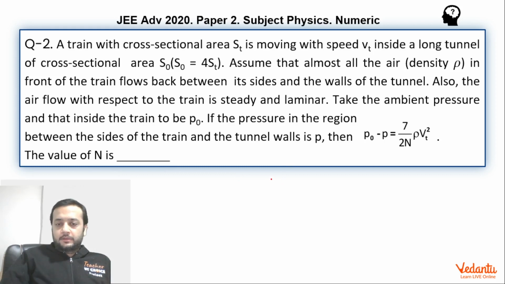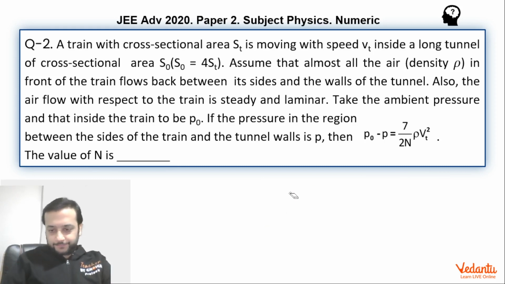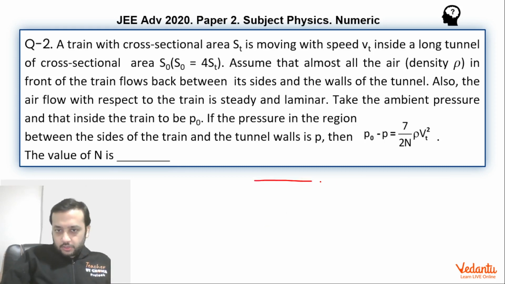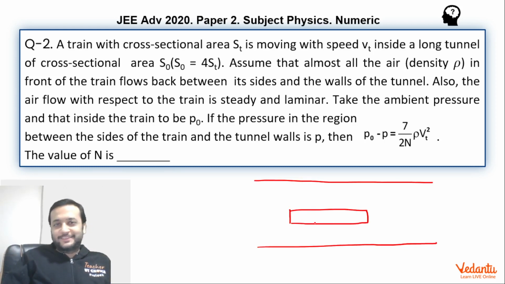There's a long tunnel through which, let me draw a better figure. So this is a long tunnel through which a train is moving in the right direction. Of course, the train will be moving on the ground. I'm just drawing the figure for illustrative purposes. So the speed of the train is V.